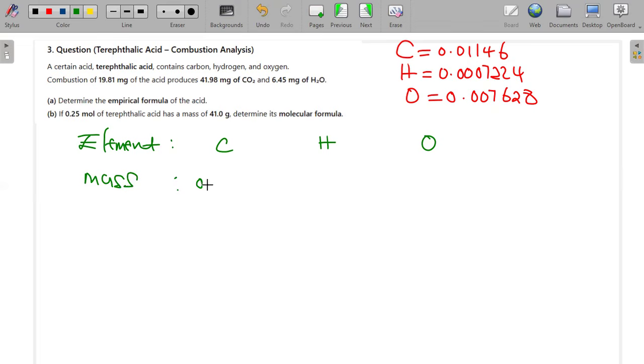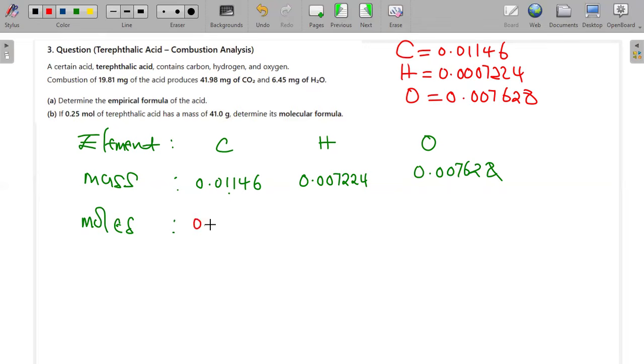So for this one, 0.01146, this one 0.00724, this one 0.00768. From there, we're going to find the moles. I won't write it out here, but I'll just write the answer directly. So I'm going to divide each of these by their molar mass. I'll divide this by 12.01.